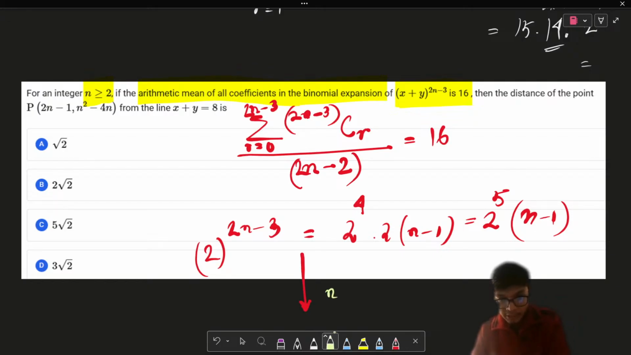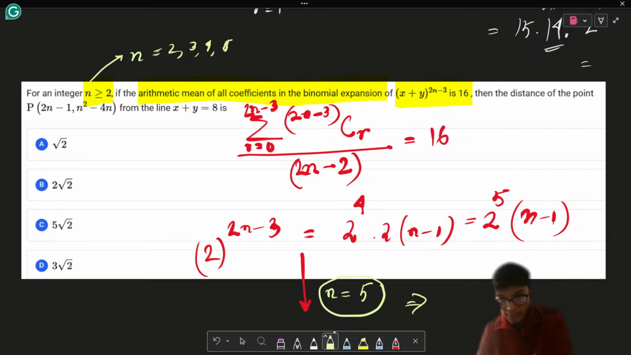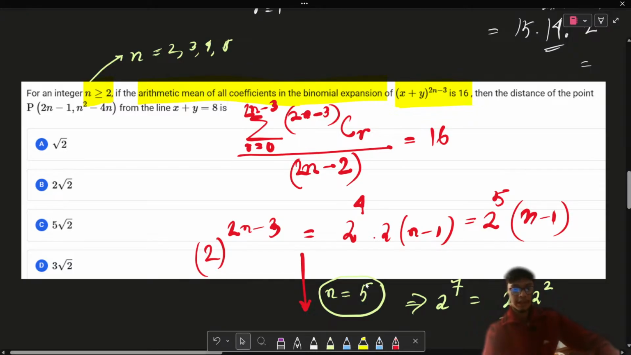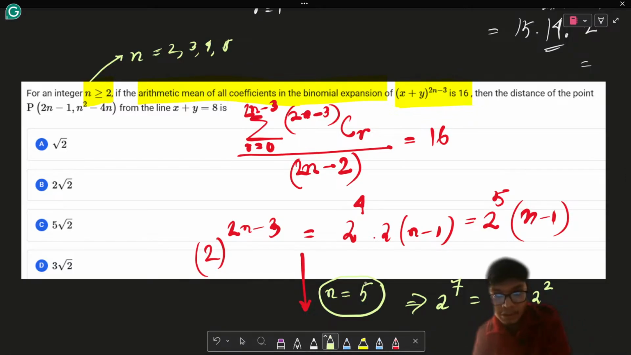We'll first try to put some values of n, right? So let us say we take the value of n as 2 and we try to see the solution. Because n is already given as an integer, let us say I take values of n as 2, 3, 4 and 5. What you will see is that if n is equal to 5, this particular equation will hold true, right? So for n equal to 5, I will have 2 to the power 7 equal to 2 to the power 7, right? So this will hold true only for n equal to 5, right?